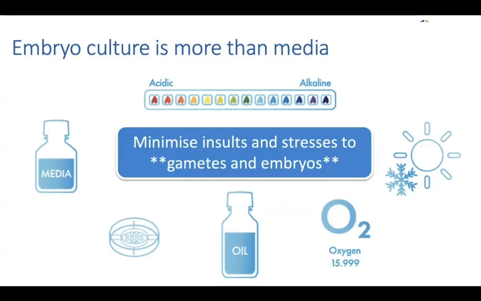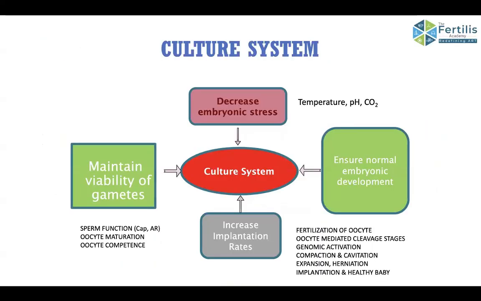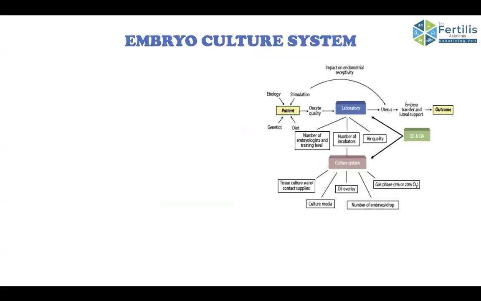which will facilitate implantation potential. So the role of the culture system is to maintain viability of gametes, number one. Sperm function, capacitation, acrosome reaction, everything has to take place almost like it happens in natural circumstances. It should facilitate oocyte maturation, and it should preserve oocyte competence. After fertilization, it should decrease embryonic stress by taking control of temperature, pH, and CO2, which is looking beyond the media. It should ensure embryonic development and increase implantation rates. This is the whole ecosystem, which is known as the culture system or embryonic culture system.